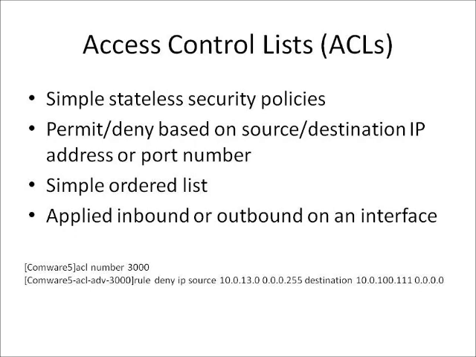And of course order does matter. Obviously if you did a permit first and then a deny second, it would hit the first rule that fit, in this case a permit, and then never get to the deny statement. As well, these are applied inbound or outbound on an interface. So for traffic coming into a router, I could do an ACL on it, or for traffic leaving a router, I could do an ACL on it. So I have a lot of flexibility.